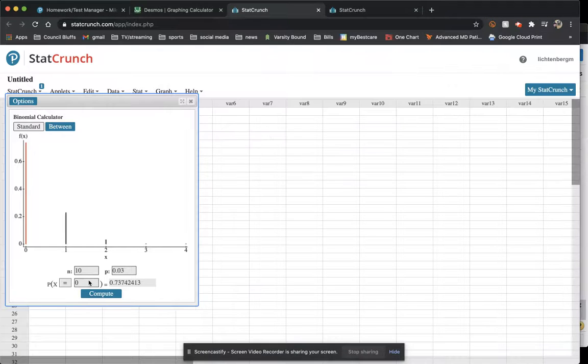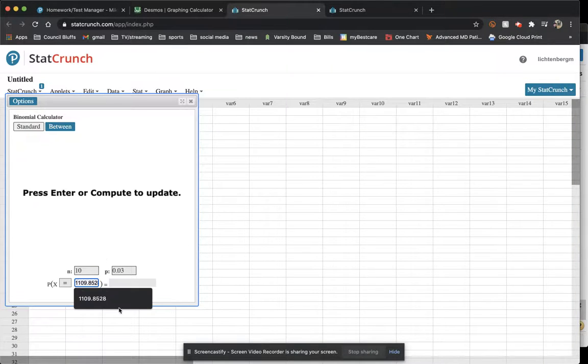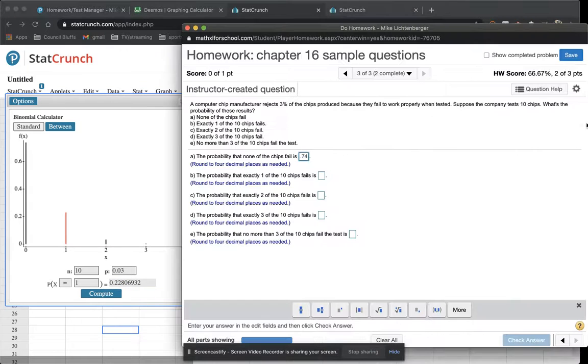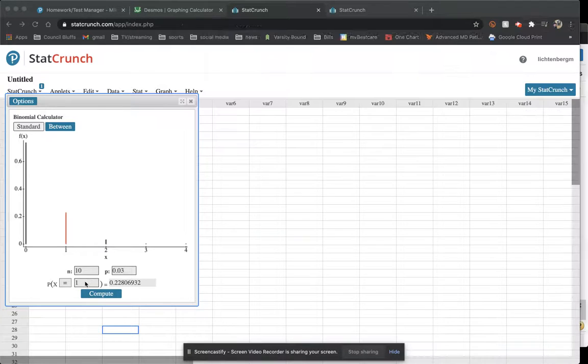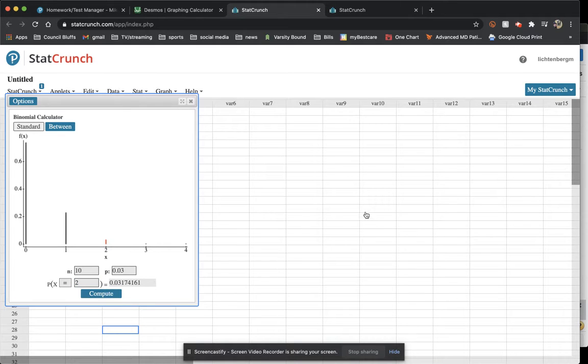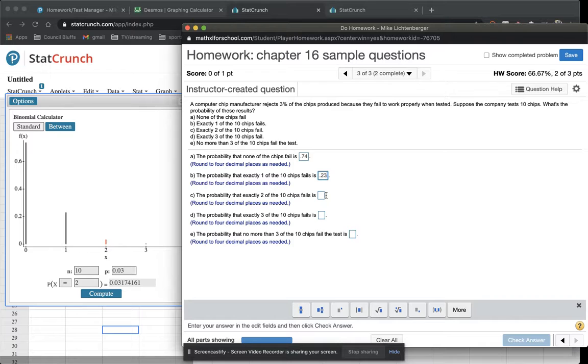Probability that exactly 1. So change that to a 1. Okay, and there's our answer for B, 0.23. The probability that exactly 2. Change that to a 2. That will be 0.03.